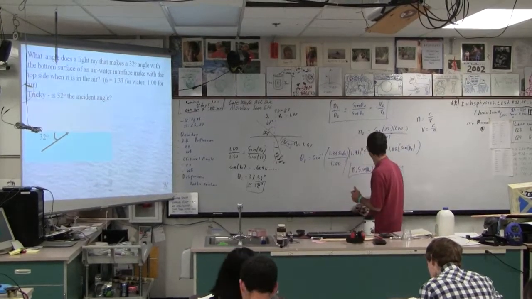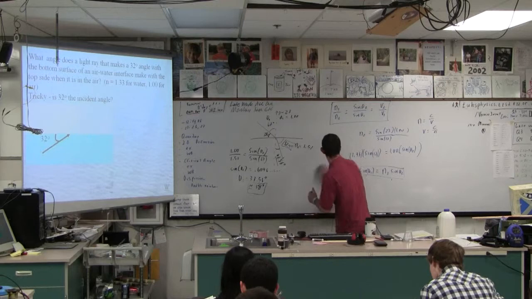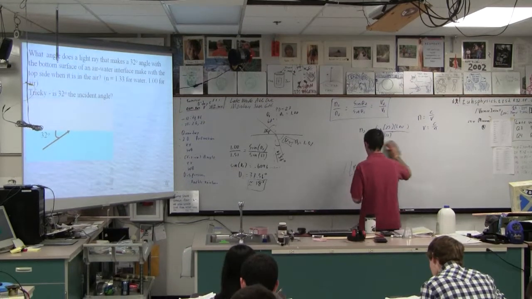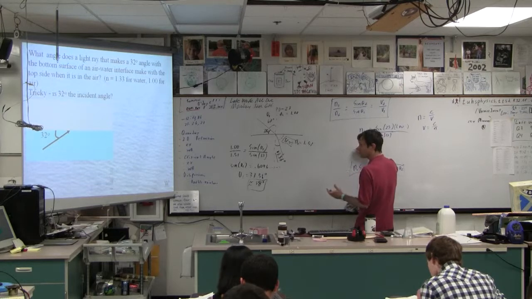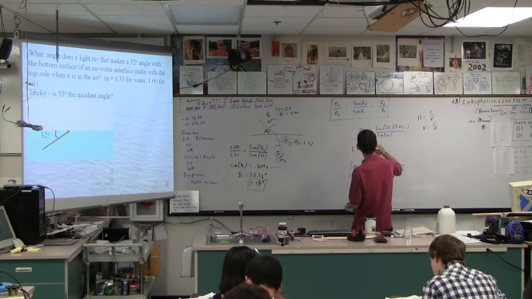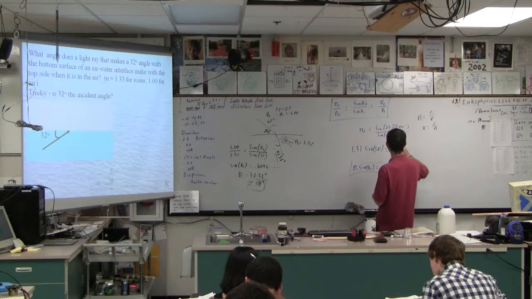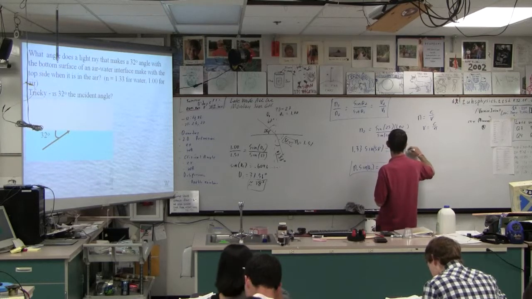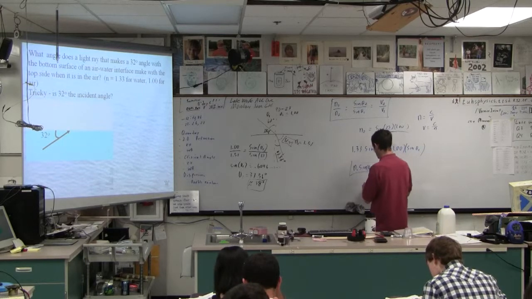Okay. So now this formula looks like this. N1, and I always call the first thing you're in n1. N1 is 1.33, that's the water. Sine 58 equals n2, and n2 is just in this case 1.00, right? And then sine theta 2. See if you can solve for theta 2.